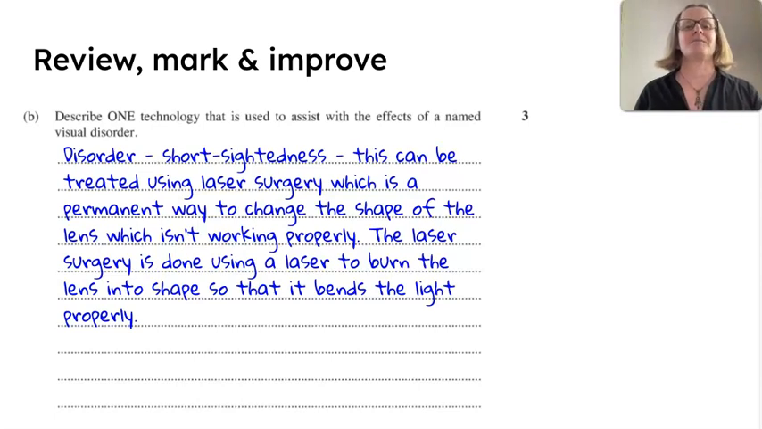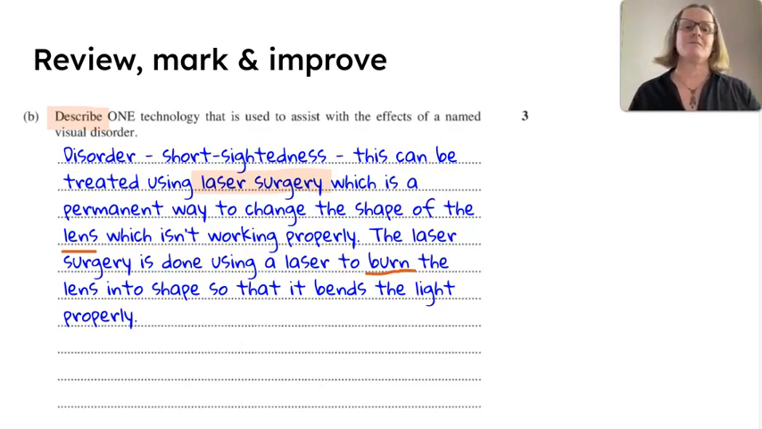Now, there's a mistake here. In a describe question, we need to be thinking about the characteristics, the nature and the features of this. Now, they've talked about laser surgery. That's okay. That's a named technology. But what they're talking about, how that works, is wrong. So hopefully you noticed that you don't change the shape of the lens with laser surgery. You change the shape of the cornea, and you don't do it by burning. It's actually a cold temperature laser. So there are a couple of mistakes in here that you should be able to improve on.